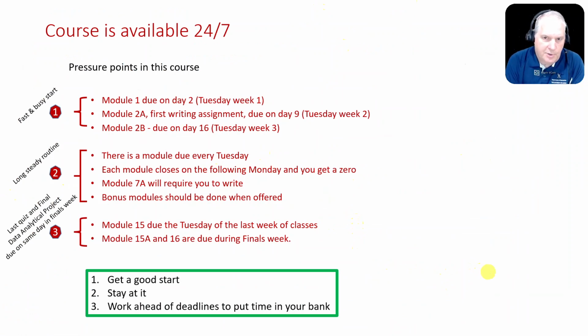Then the second part of this is just this long, steady routine. Everything's due on Tuesday. Every Wednesday you start a new module. Every Monday the previous opportunities close out. You can't go backward. All right, so that's the long, steady part of this. But then the next pressure point is at the end. You've got 2 things due on the same day during finals week, and that is the last quiz based on a module, and this Module 15A. And what's Module 15A? It is the final data project due the same day.